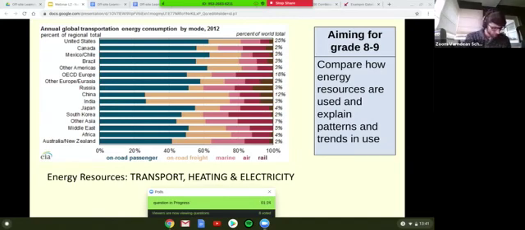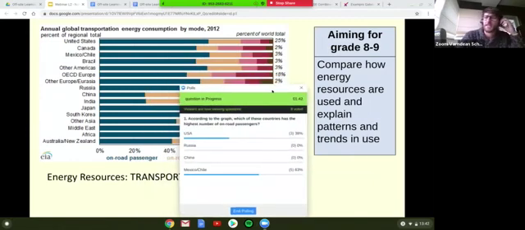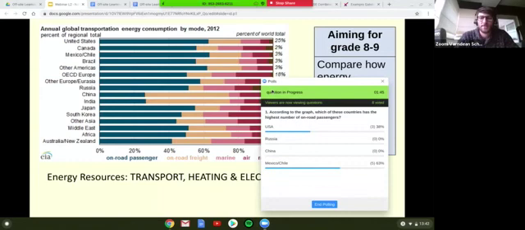Read it again. Which of these countries has the highest number of on-road passengers? Is it USA? Is it Russia? Is it China? Is it Mexico, Chile? Right. Okay. Now, this is what I was expecting as well, and I'm glad that it kind of got this split.